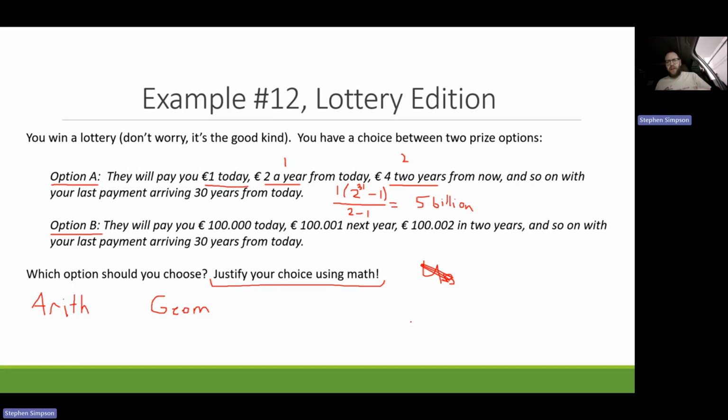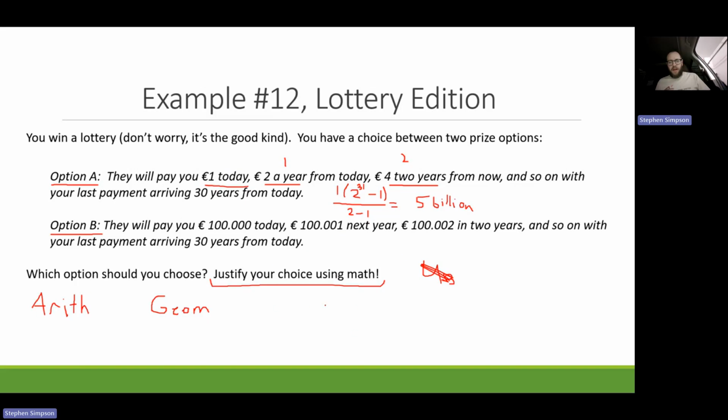You all already calculated it, so you can fact check me. Option B is arithmetic because we're adding $1 each year. So 100,000 plus 100,001 euros plus 100,002 euros. So I'd say option B, still pretty good, but it's not going to make you $5 billion.